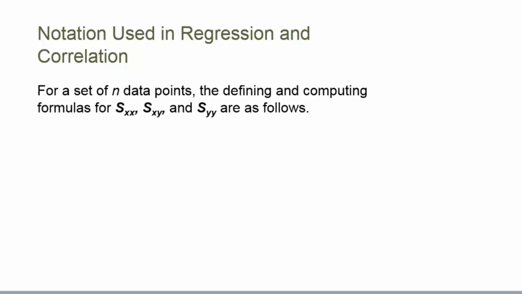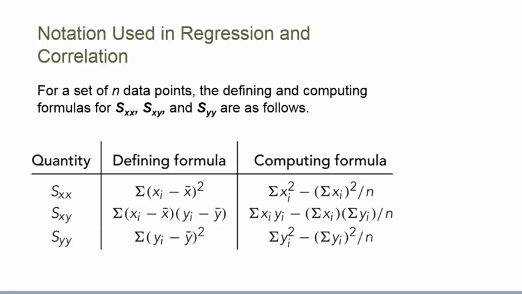Notation used in regression and correlation. For a set of n data points, the defining and computing formulas for S sub xx, S sub xy, and S sub yy are as follows. Quantity, S sub xx. Defining formula, sum of (x sub i minus x bar) squared. Computing formula, sum of x sub i squared minus (sum of x sub i) squared, divided by n.